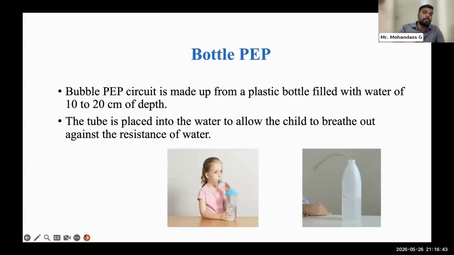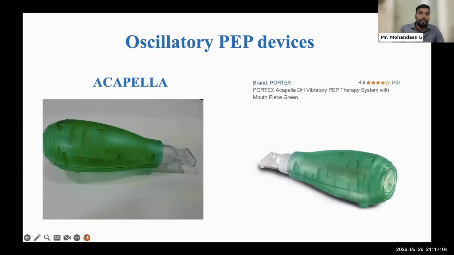Among instrumental techniques, internationally there is something called bottle PEP that is followed. Here, in my OPD, I usually suggest bottle PEP with the bottle filled with water, using a straw, blowing out 5 to 10 repetitions and watching how the child reacts. The concern is that the child should not suck the water, so we have to educate the child well. Another PEP device, the gold standard, is Acapella. Acapella has a good amount of vibratory resonance, and the link to purchase it is here.